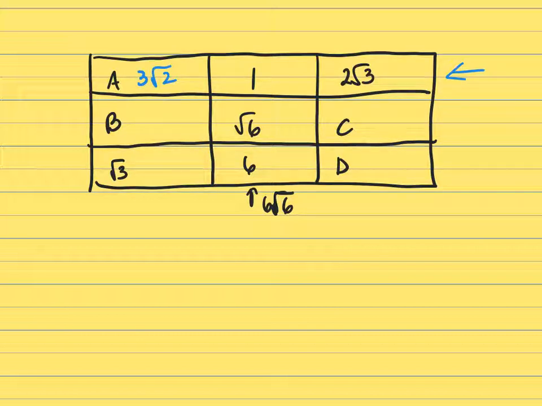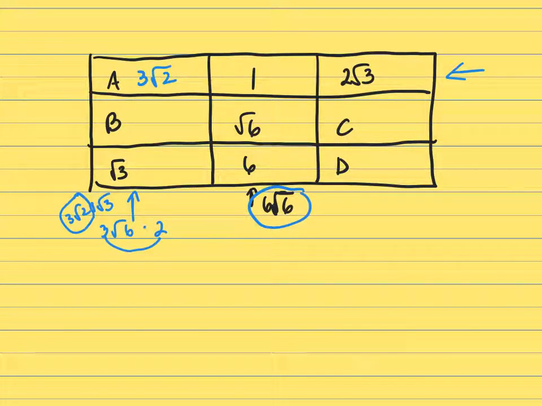Okay, look at this column. Right now, the product is 3 square root 2 times 3 square root 2 times square root 3. You multiply the numbers on the outside, so that's going to give me a 3 on the outside and square root 6. And I want that product to be this, so I need to multiply that by 2, because then you get 6 square root 6. So that means this is going to be 2.